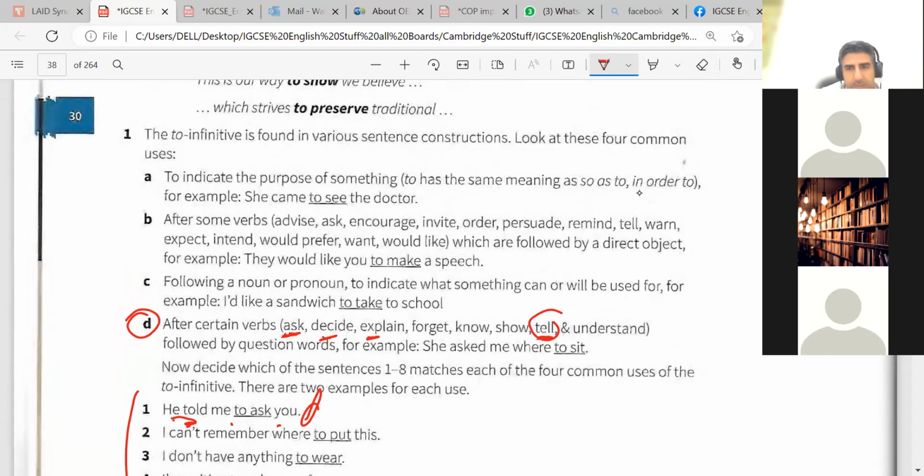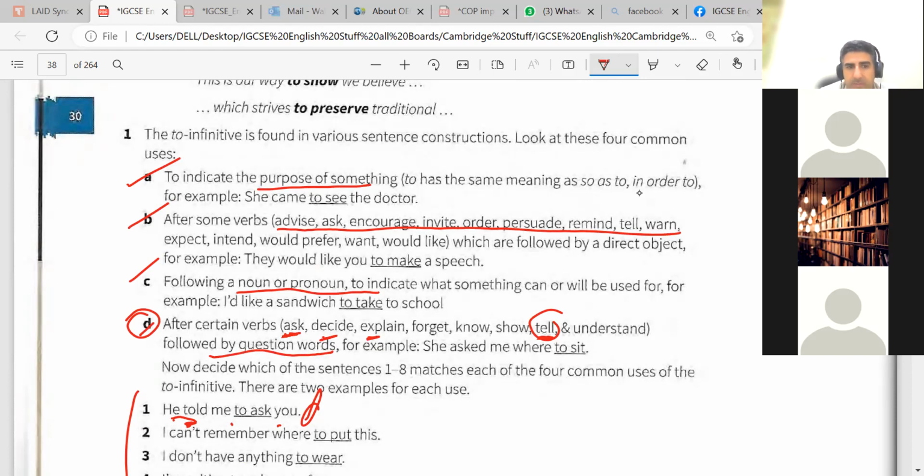Can you explain what we're doing again? Jory, we are practicing how to use the to infinitive. As I told you, we use to infinitives for different purposes. The first one, to indicate the purpose of something, or after certain verbs, or following a noun or pronoun, or after the verb ask, and followed by question words.